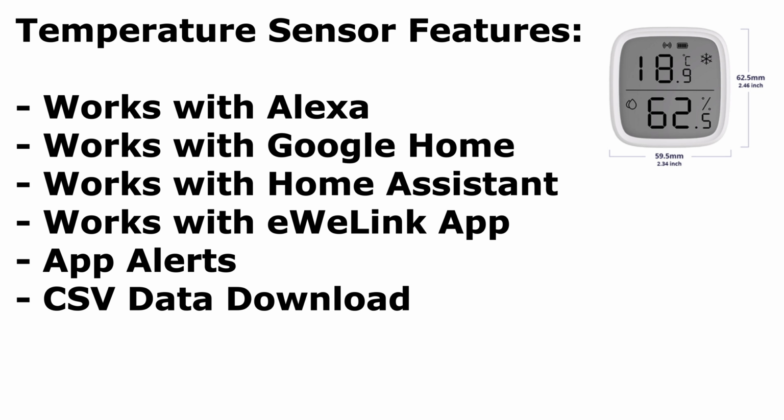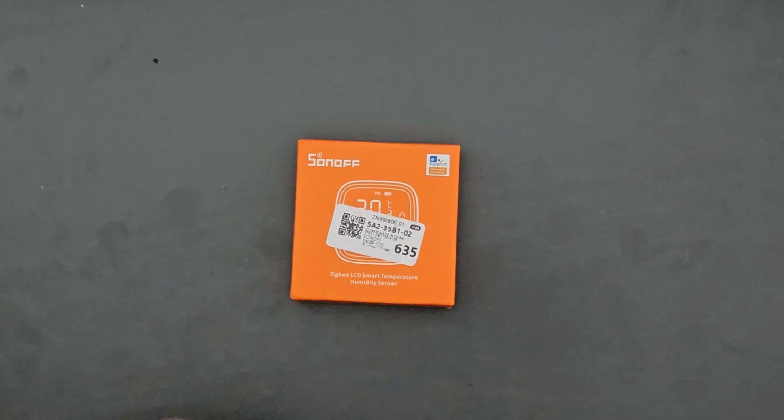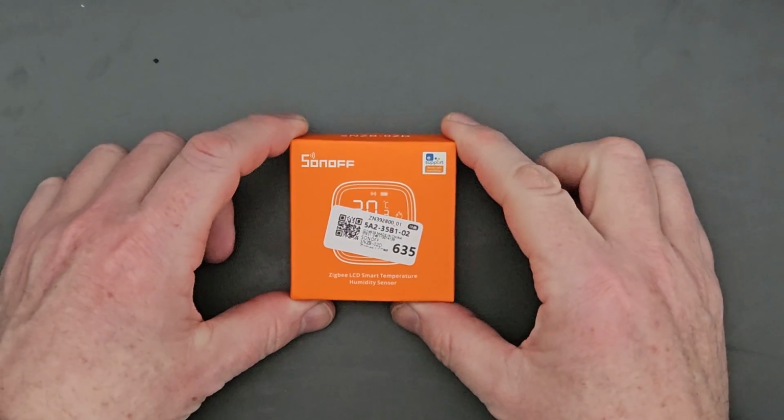Some more features. Yeah, so it works with Alexa, as they say, and it works with Google Home. It also works with Home Assistant, and we'll look at all those very soon, except for Google Home, because I haven't got one of those. Works with eWeLink app, and from that you can actually get app alerts if the temperature goes high or low, etc. And within that app, you can also download your temperature and humidity data in CSV format as well.